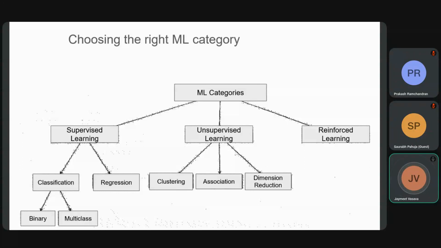Then comes clustering, where we group similar kinds of data together depending on the relationship they have. Then comes association. We associate one data with another with a kind of relation. Then comes dimensionality reduction, which is basically a technique in feature engineering, where the number of features that are used for training the model are reduced, and the most efficient ones are used while also preserving the originality of the data set.